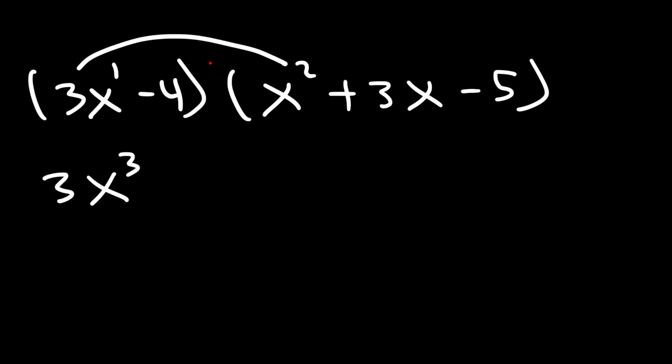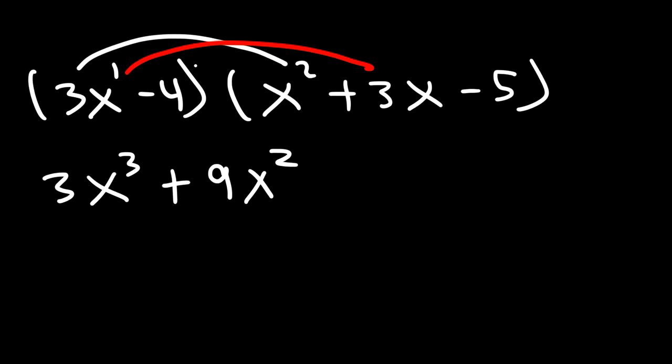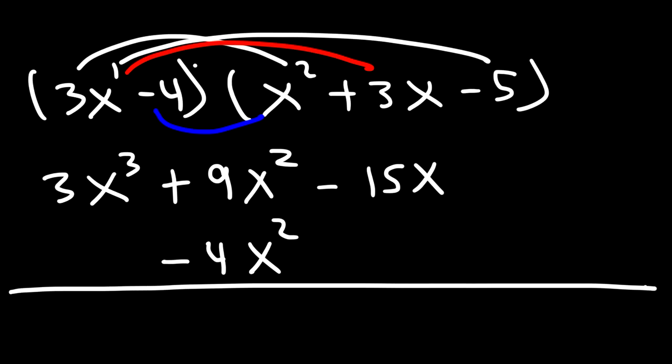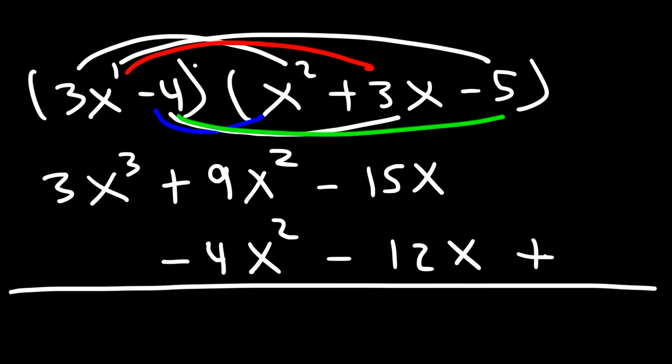Next, let's multiply 3x by 3x. So 3x times 3x is 9x squared. And then we're going to multiply 3x by negative 5, which is negative 15x. Now, let's move on to the negative 4. Let's multiply negative 4 by x squared. Now, I'm going to put that result under 9x squared because they're like terms. Next, let's multiply negative 4 by 3x, which is negative 12x. And then finally, negative 4 by negative 5, which is positive 20.